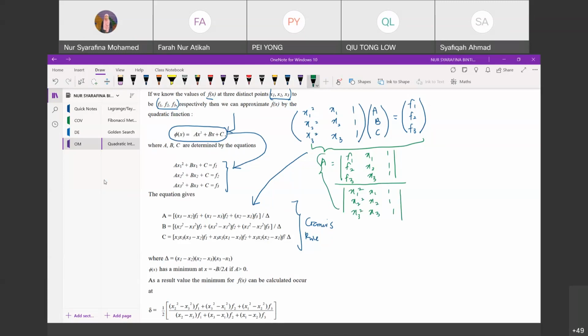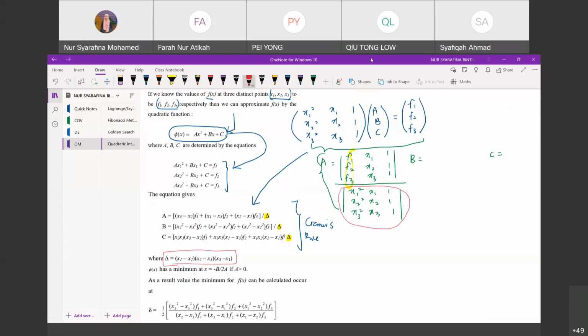Then you can get a, b, and c by substituting f1, f2, f3 in the first column, in the second column, and in the third column. Understand or not? You can try to evaluate a, b, and c there. If you take a look at the equation here, there is a delta, where delta is given by the determinant of this. If you evaluate one by one, it can be written as this. Clear everyone? This is just the proving process here.